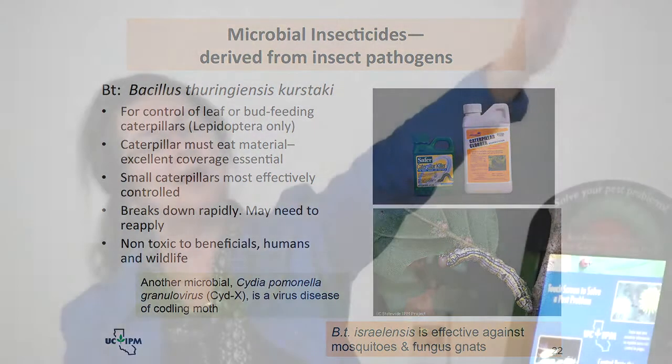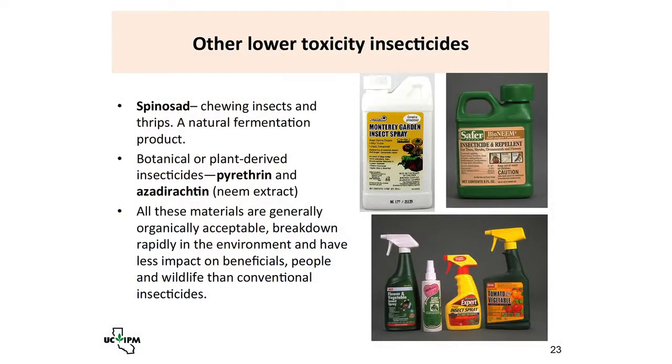Fairly new product. Other lower toxicity insecticides to be aware of. These are things that you use when the soaps and the oils and the microbial don't work. So this is the next level. These have some impact on natural enemies and bees, but they aren't very persistent, so the impact is fairly short-lived. So they are compatible with IPM programs, but you need to use them carefully and selectively.